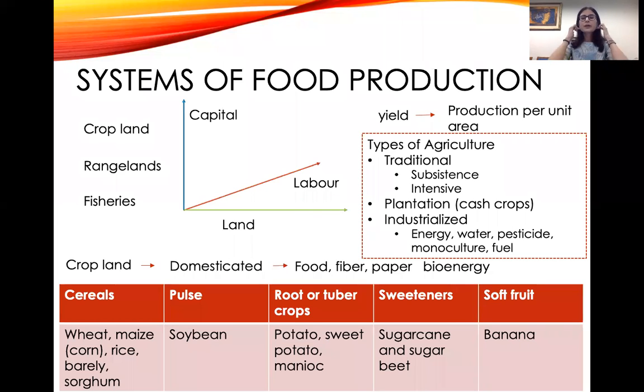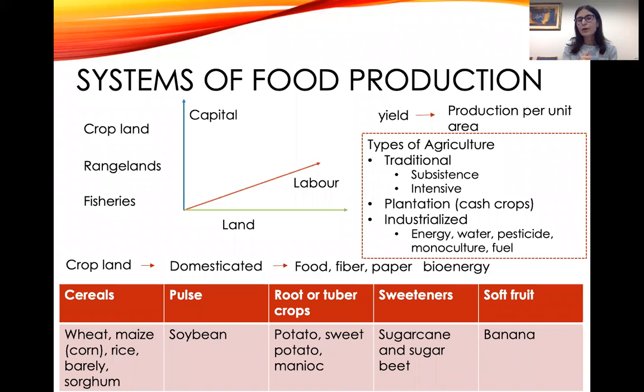But in all of these food production systems, you have land, labor, and capital. And they could vary. In the next slide, I'll show you how, by changing one input, you could change your output as well. And of course, the focus in food production is mostly on the yield, which is how much production you have in an area.